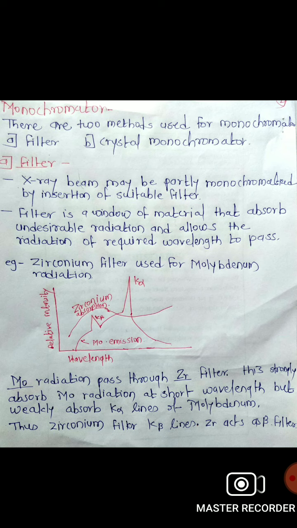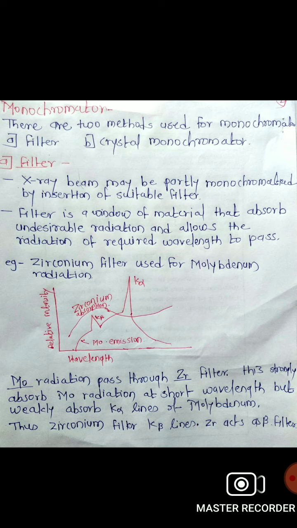The X-ray or radiation passes from the collimator to the monochromator. This X-ray beam may be partly monochromated by the insertion of a suitable filter, not completely. The filter is a window of material that absorbs undesirable radiation and allows the radiation of required wavelength to pass. Only the required wavelength radiation passes through the filter monochromator. For example, a zirconium filter is used for the molybdenum radiation.